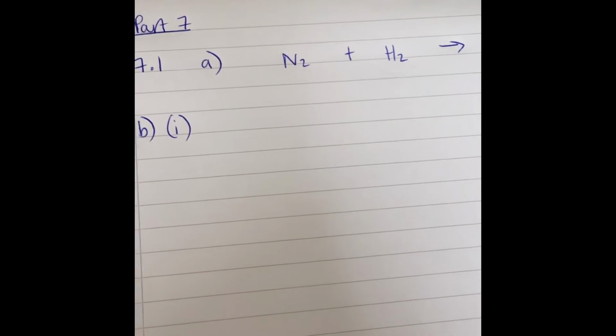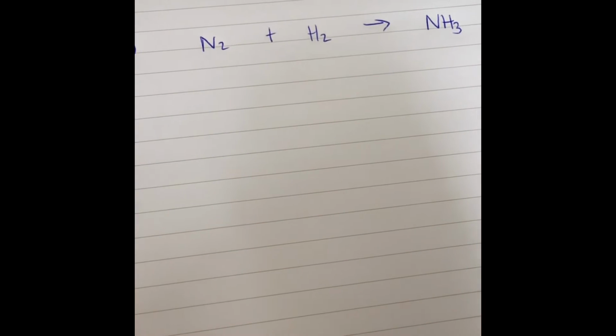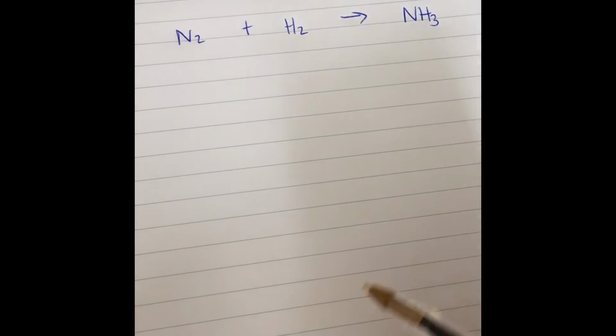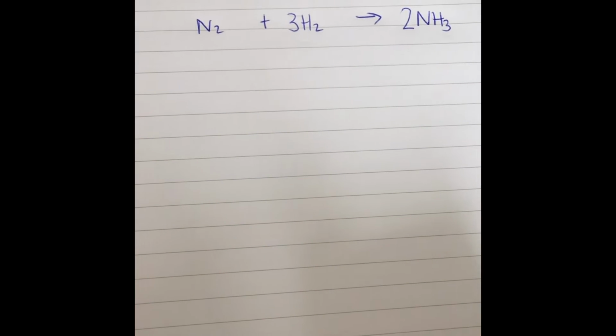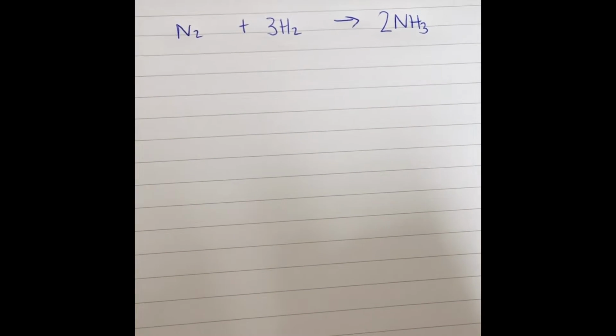Part 1 of the question asks you to balance the equation for making ammonia. And you will have done this now quite a few times through the booklet. So we've got a 3 here and a 2 here. That's really important. You've got your balanced equation before you do the next part.